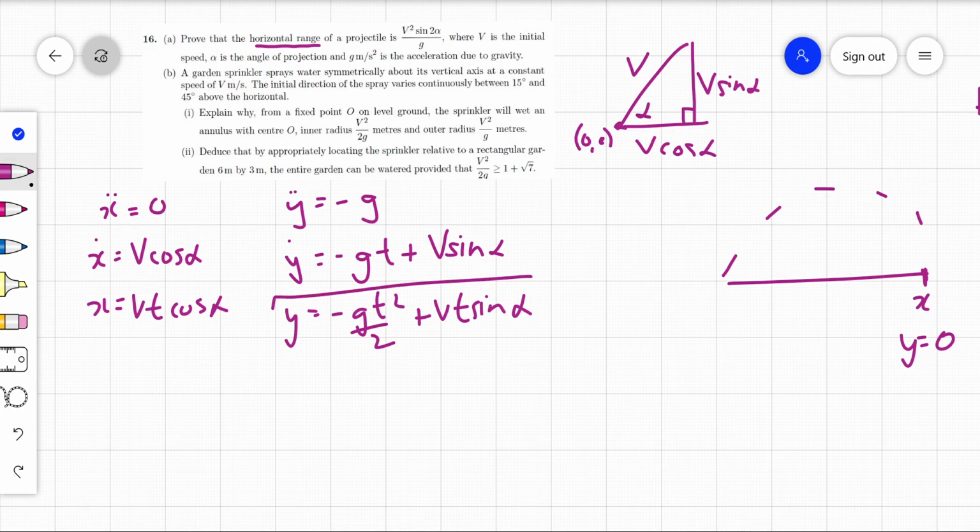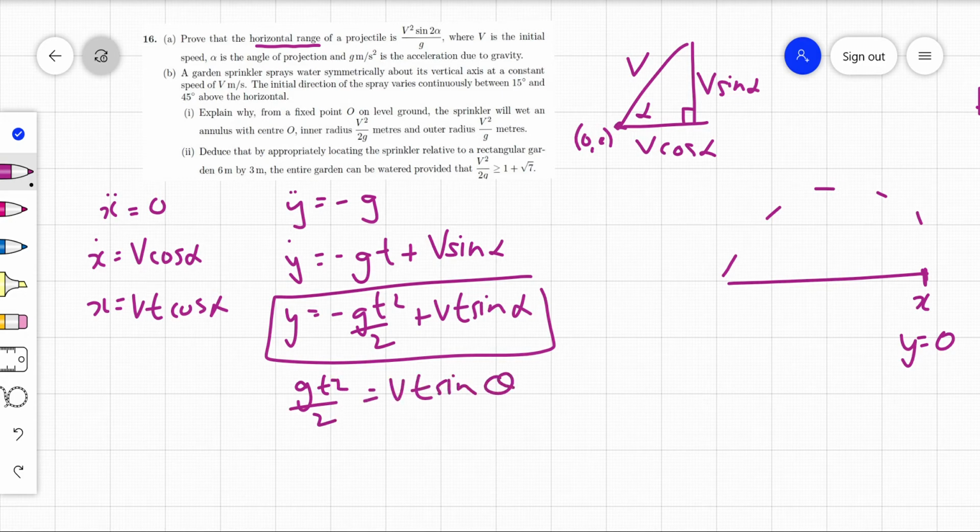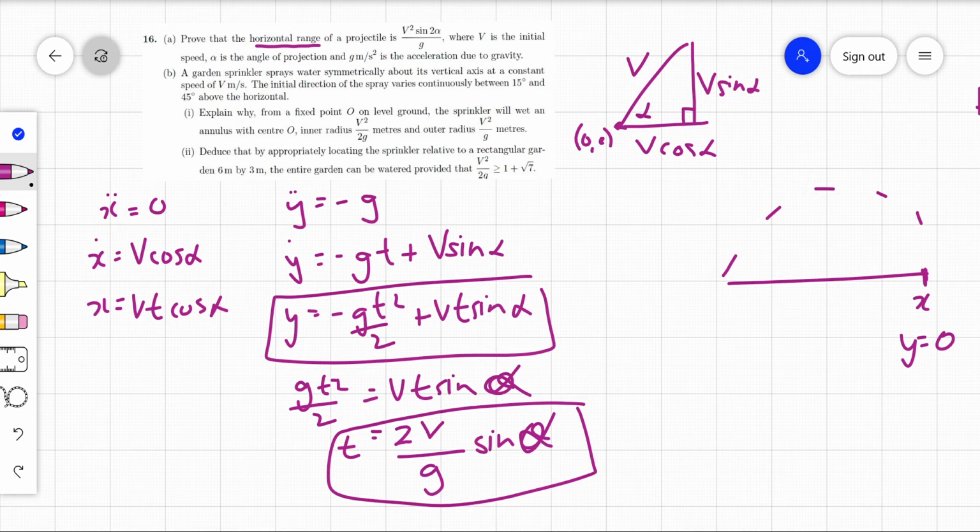So here's my y equation. If I make y equals 0, I'm going to get gt squared on 2 is vt sin alpha. So let's put the 2 on that side and the g on that side as well, and divide through by t on this side. So we get t equals 2v sin alpha on g. There we go. So are we getting the expression they've asked us for? No, we're not, because we haven't put it in. So that's the time where it occurs.